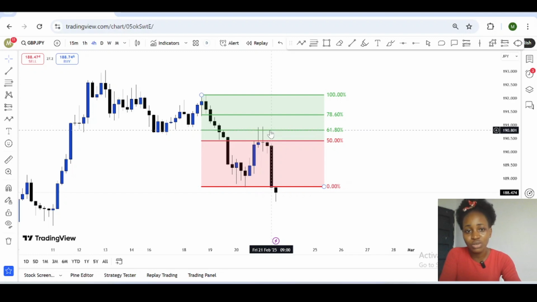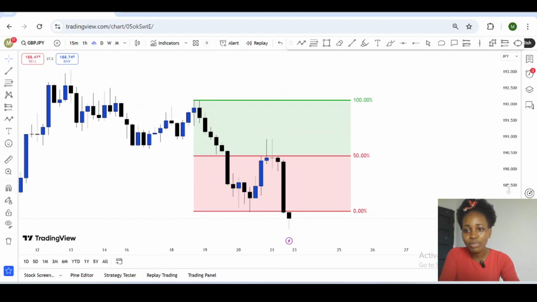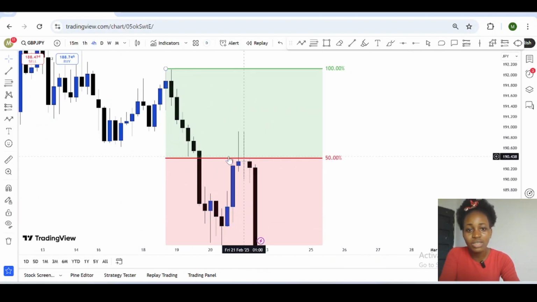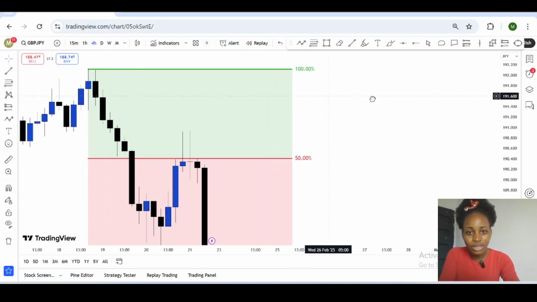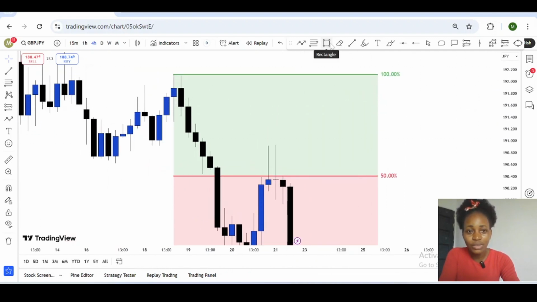But let me just take it off so we can start identifying our point of interest. Where is going to be our point of interest? Now we start analyzing from this part here, from this equilibrium up is where we start looking for opportunity. Now let's try to spot a fair value gap or an order block. Now we have this order block here.